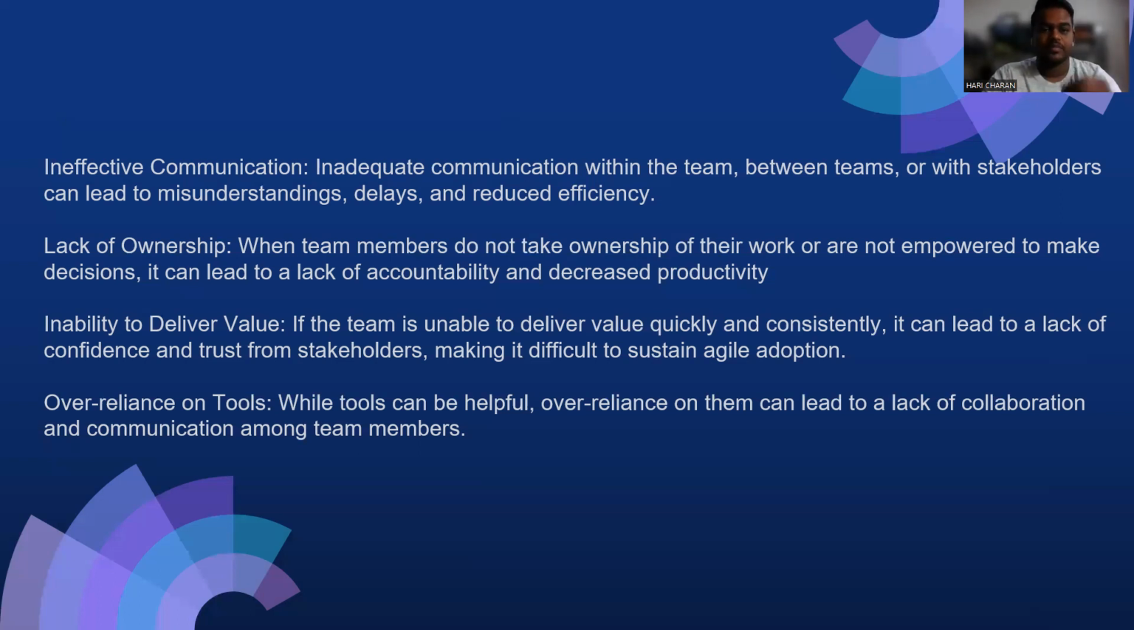It's nothing but when the team members do not take any ownership of their work, or are not empowered to make a decision, it can lead to failure or decrease the productivity of the project and the people working on the team. And the other one is over reliance on tools. Dependency on tools has increased rapidly these days. If there is an error in the tool, or any malfunction like bugs, or if the tool manufacturer doesn't update the tool properly or in a corrective way, it may lead to the failure of the project.